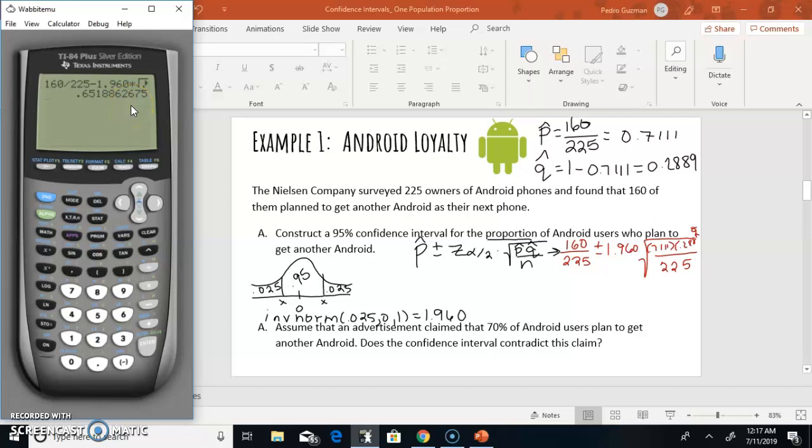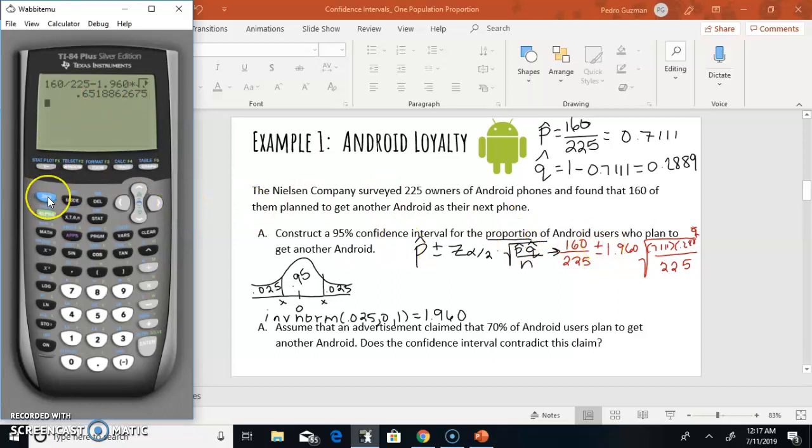0.65188. For proportions, we normally round these to 4 decimal places, just so that you know how to round these. Okay, we need to do this one more time, but we need to do it with a plus. We already did the minus. Now we want to do plus.